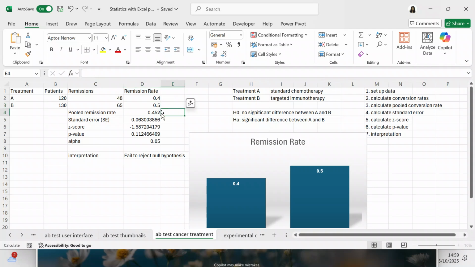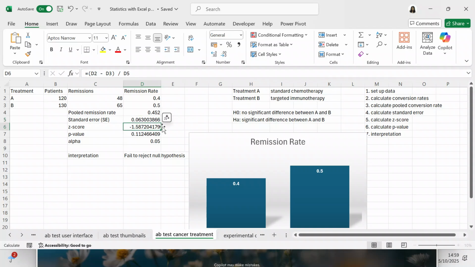So we have our pooled remission rate, which is C2 plus C3 divided by B2 plus B3. So that's 48 plus 65 divided by 120 plus 130. So that's a 45.2% remission rate. Standard error is the square root of brackets D4, that's 45.2%, times brackets 1 minus D4 brackets times 1 divided by B2 plus 1 divided by B3. And that gives you a standard error of 6.3%.